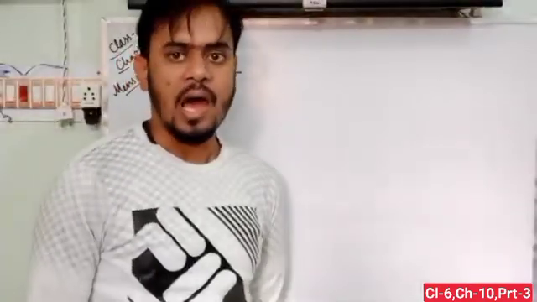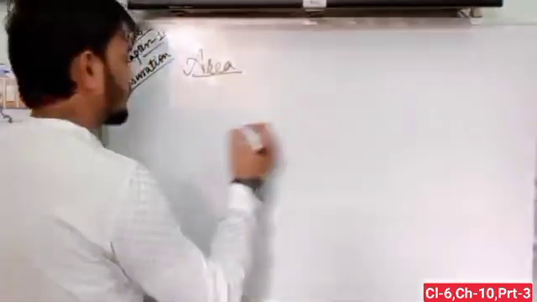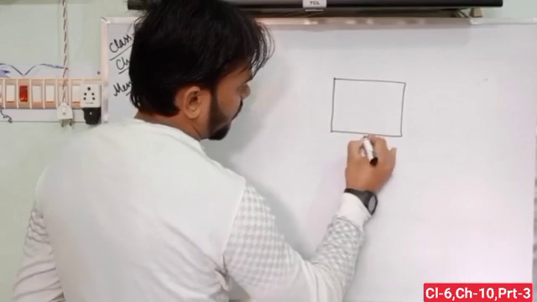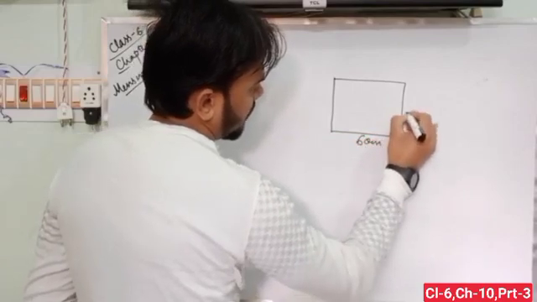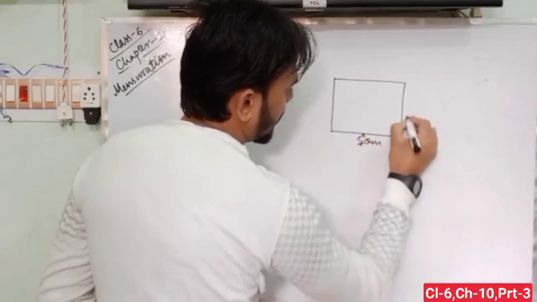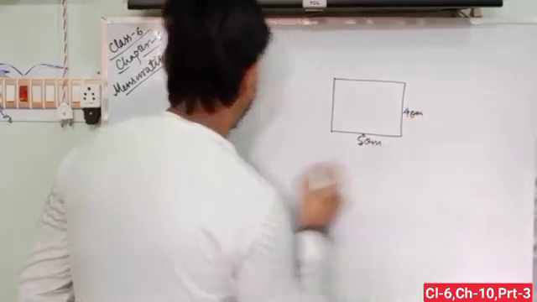Find the area of a rectangular field whose length is 50 meter and breadth is equal to 40 meter. So here we have a rectangular field where length is equal to 50 meter and breadth is equal to 40 meter.